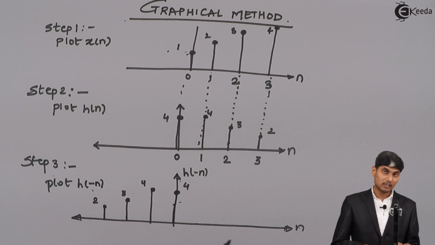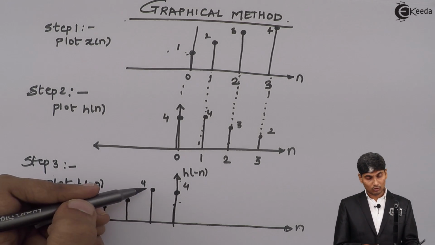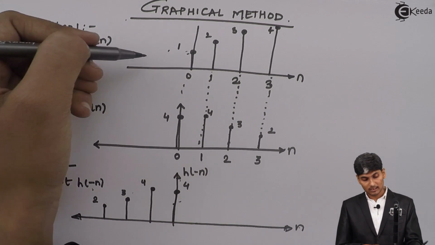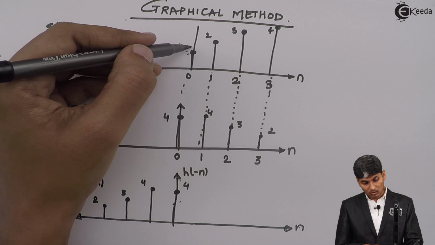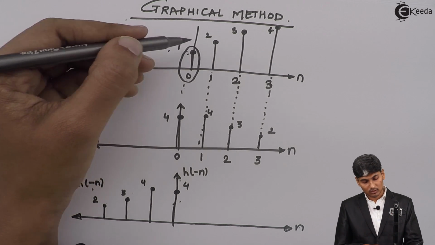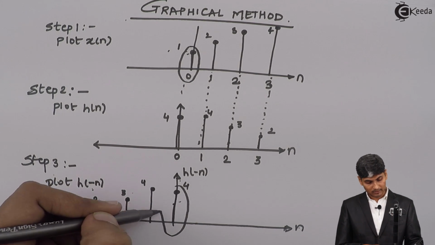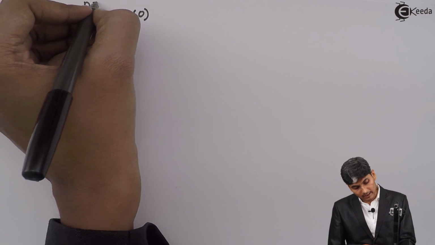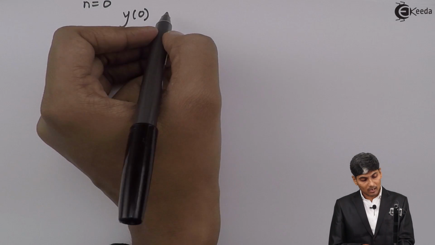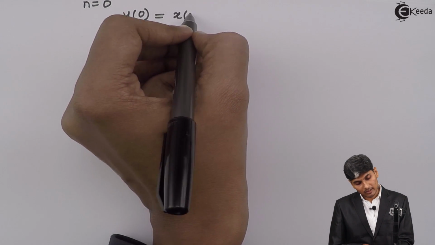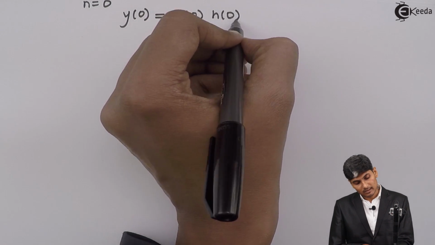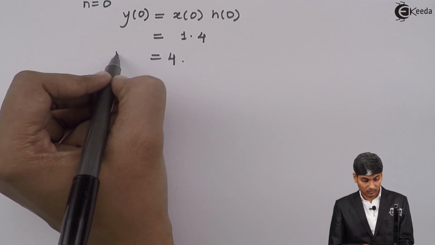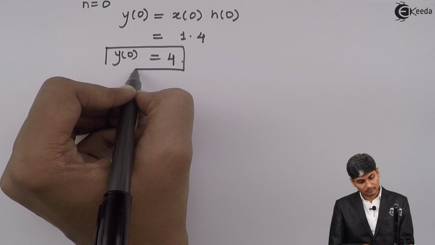Similarly, if I see on the negative side of n, then this 4 overlays with 0, this 3 overlays with 0, and 2 overlays with this 0. So, there is only 1 overlay that is at n is equal to 0, which is this point. So, y of 0, because we are looking at n is equal to 0, comes as x of 0 multiplied by h of 0, which is nothing but 1 multiplied by 4, which is equal to 4. So, we got y of 0 as answer as 4.